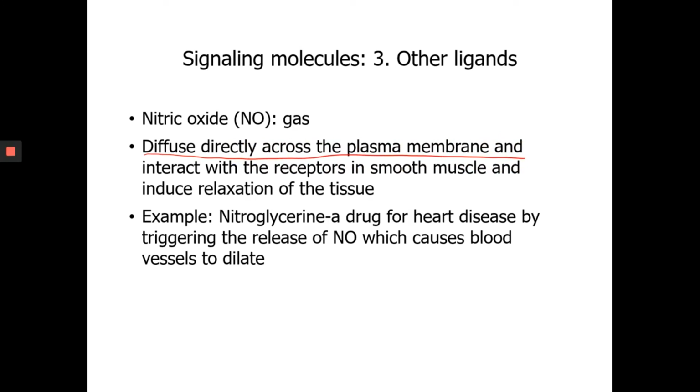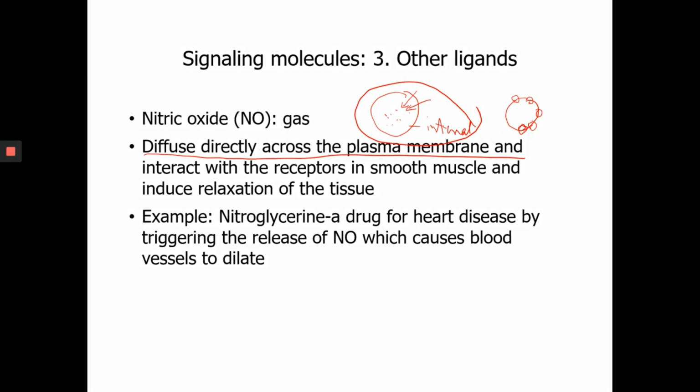So tell me this. What kind of receptors do you think they will bind to? Internal receptors or cell surface receptors? Okay, I'll give you a few seconds. Right, so if they can cross the plasma membrane, then that means their receptors are going to be internal. Okay, so if they can cross very easily, their receptors will be inside the cell.